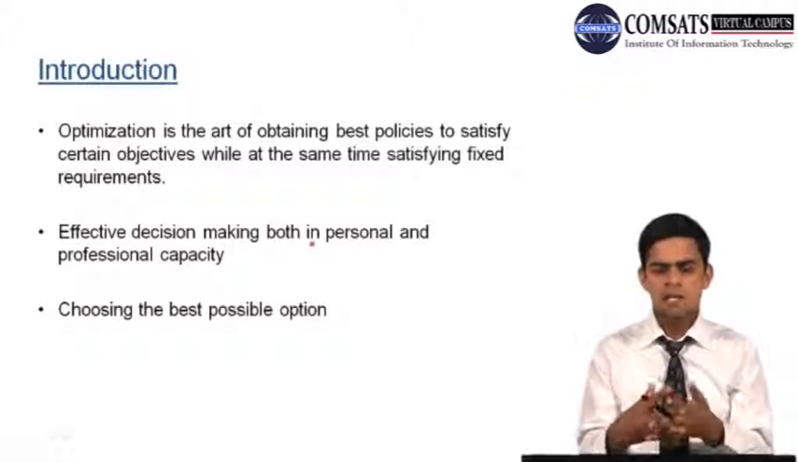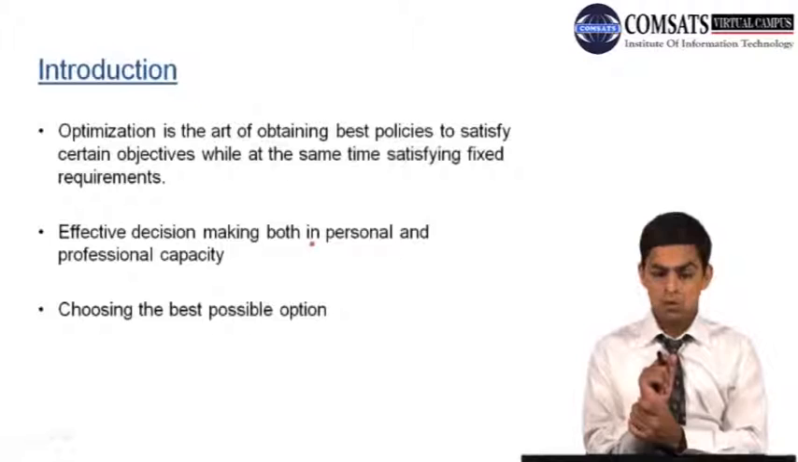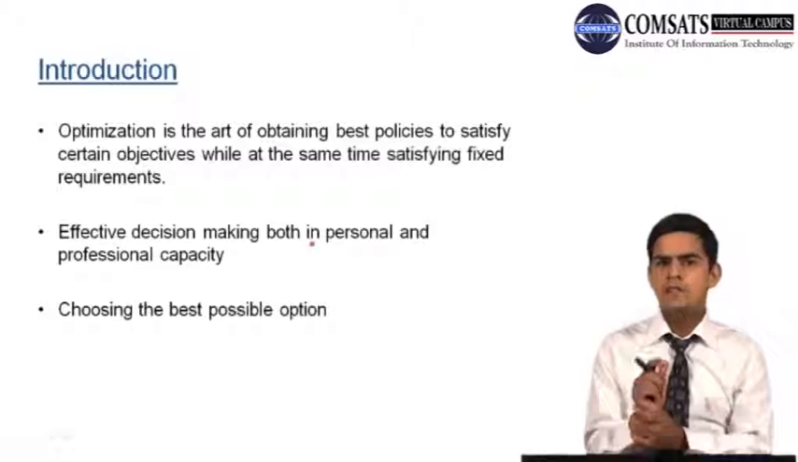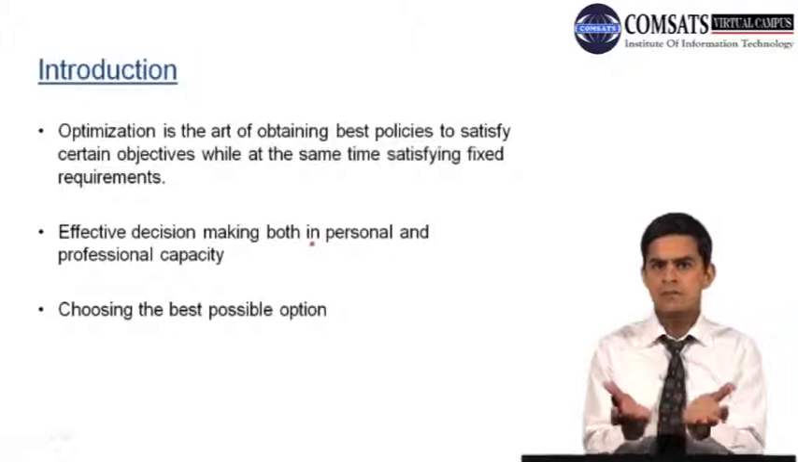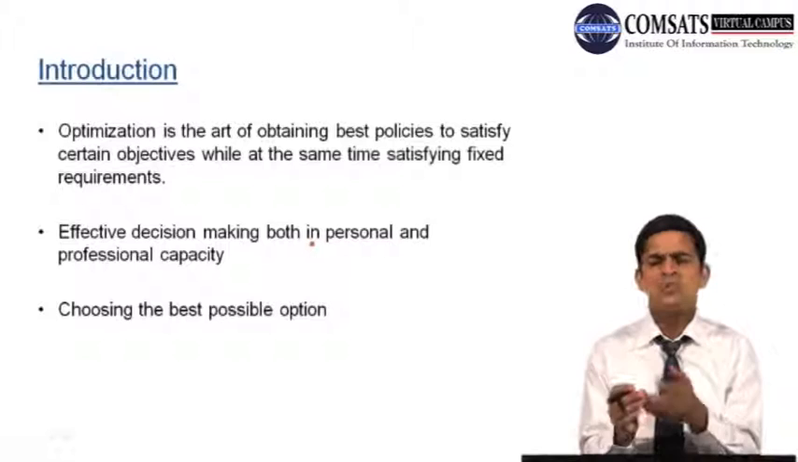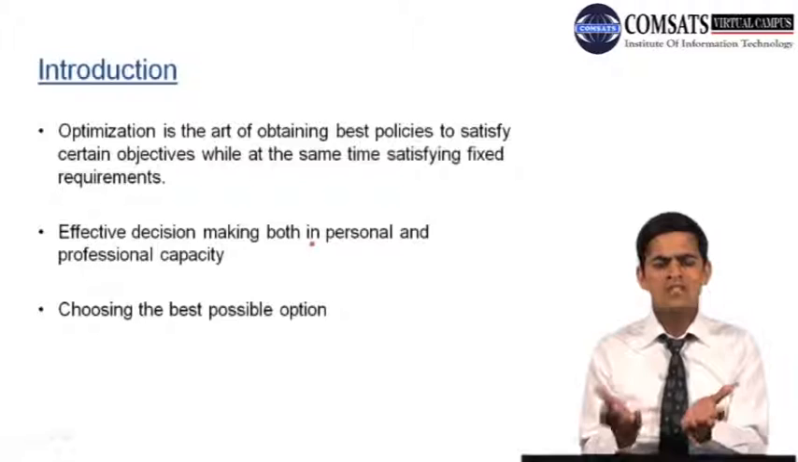Let's look at the second statement that I'm writing here: effective decision making, both in personal and professional capacity. Effective decision making, that's the important part. Every effective decision will always be an advantage to you, and you will also minimize the risk of disadvantage. That's an effective decision, isn't it? Effective decision in personal life might be very small decisions like going from one place to another, choosing the best possible route. That's a fairly basic problem.